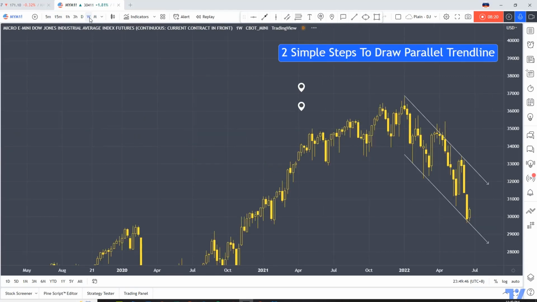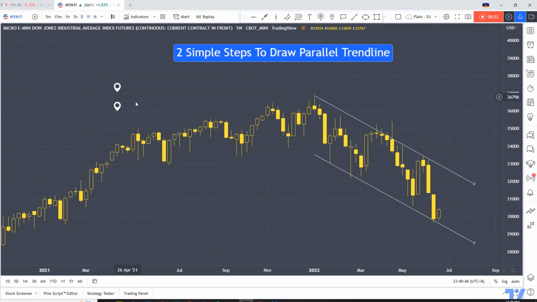Let's appreciate this chart a little bit more with this weekly chart. It's just amazing that we play around with the time frame to showcase what we have discovered: how to construct a downtrend parallel trend line and then where to spot a buying opportunity.